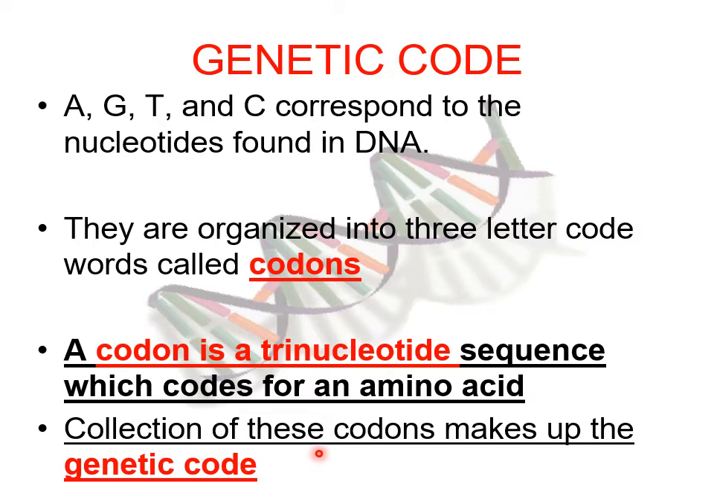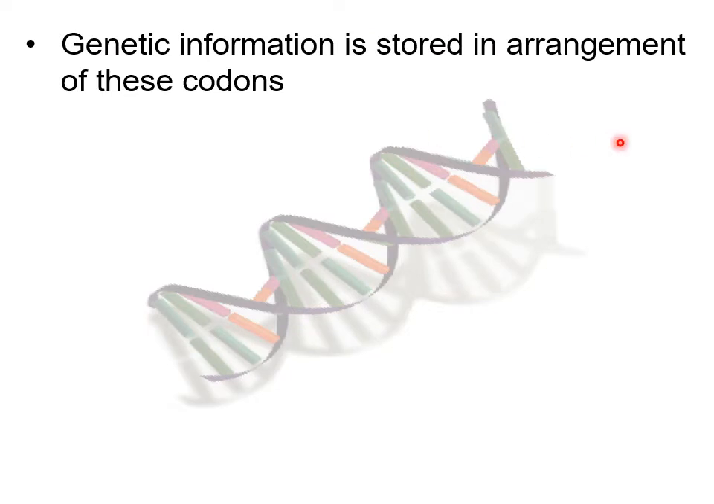So, what is genetic code? It is a collection of codons. What is a codon? Codon is a trinucleotide sequence which codes for an amino acid. So consecutive three nucleotides arranged together form a codon. The genetic information is stored in the arrangement of these codons. That is, genetic information resides in the order of bases, which in turn are arranged as codons.